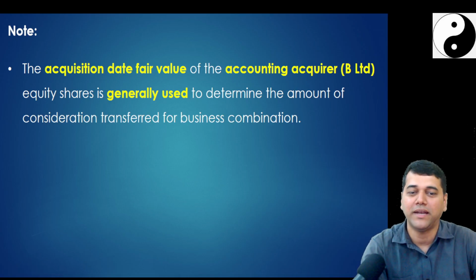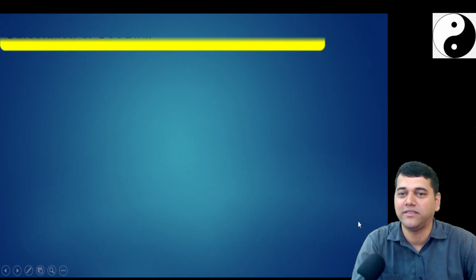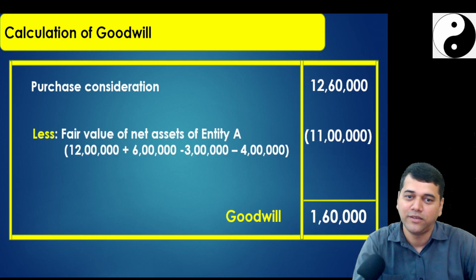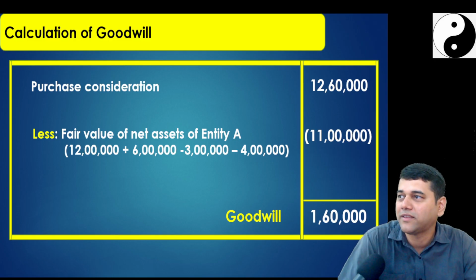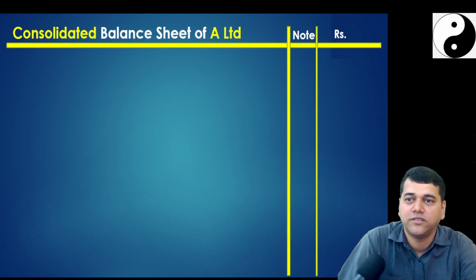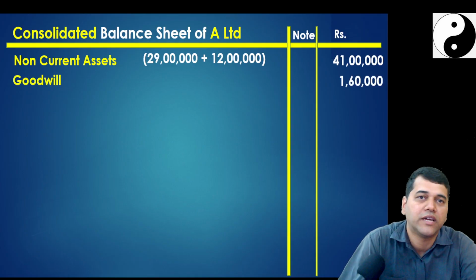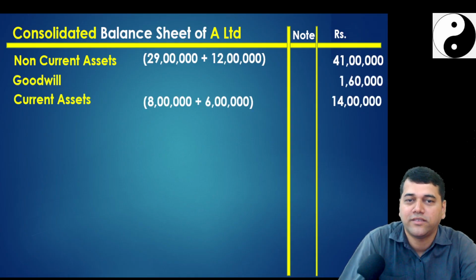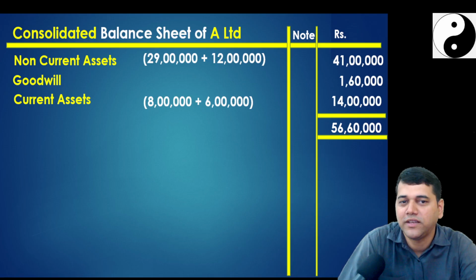Yes, students, so we'll compare the answer. I am damn sure everybody must have got the purchase consideration and goodwill correct, which is 1,60,000. Very easy, where fair value changes are not there: book value of A minus the purchase consideration. Now we will go to the consolidated balance sheet. First, you have taken non-current assets 41 lakhs. Goodwill 1,60,000. Current assets 14 lakhs. Add both. Everyone must have got this 6,60,000.